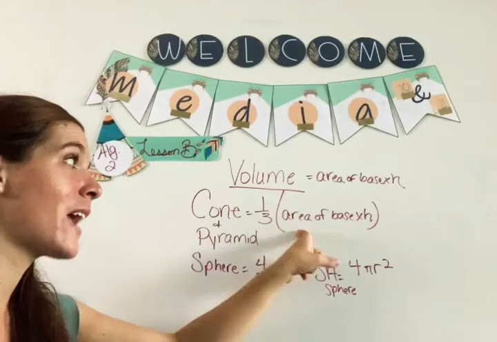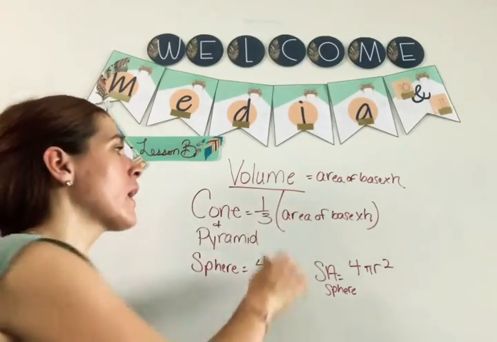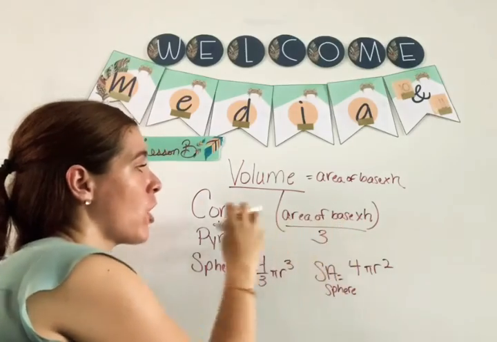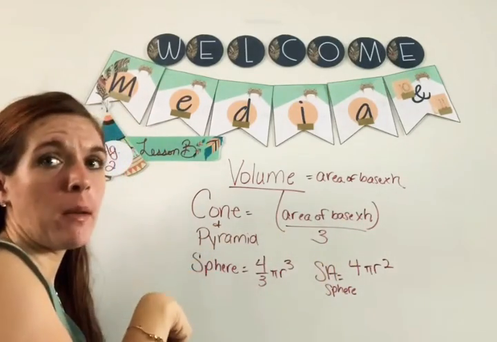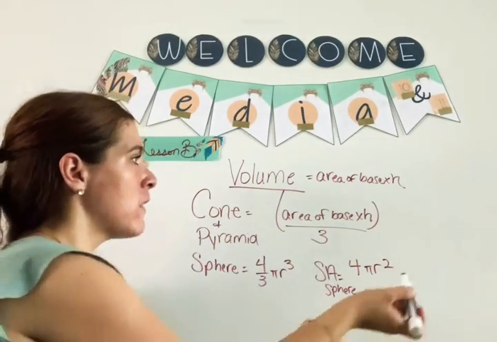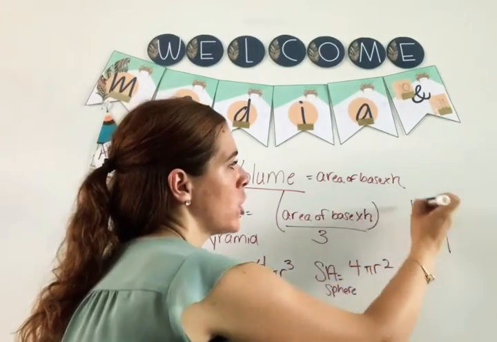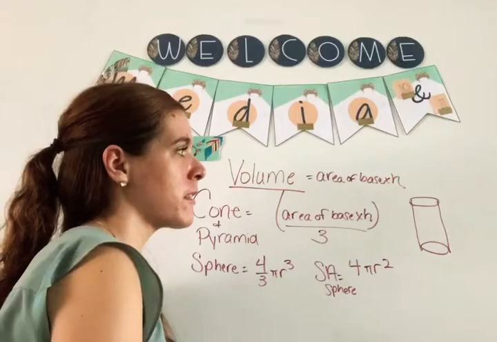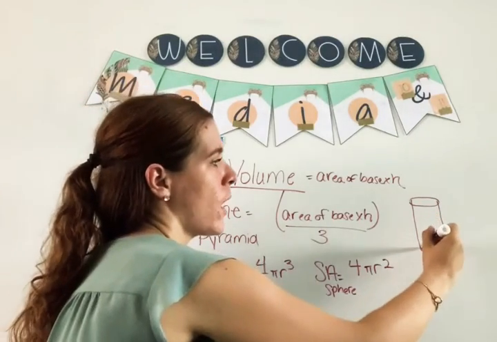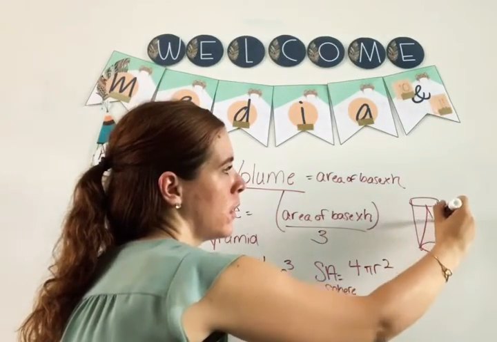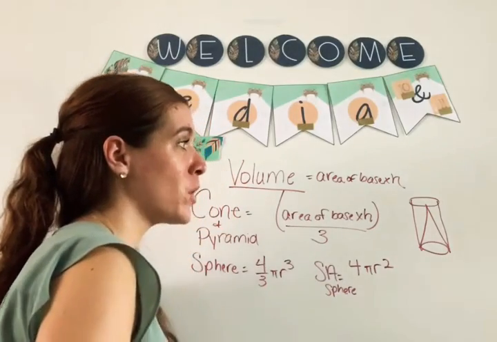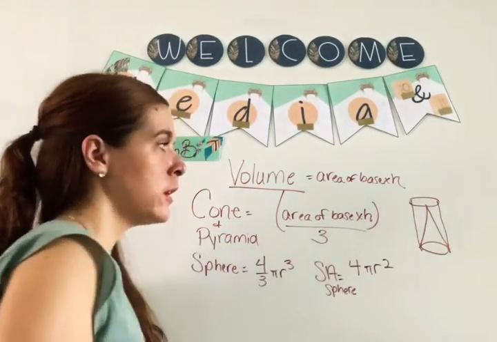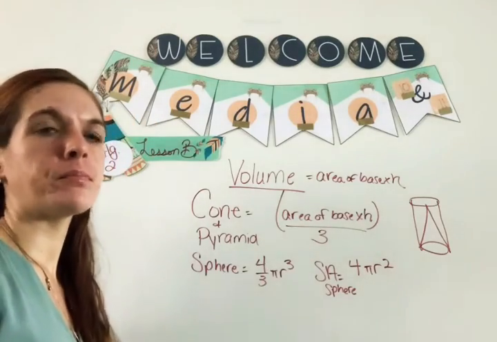So you can write this either way. You can write it 1/3 times area of the base times the height, or you can write area of the base times the height divided by 3. And either way, that's going to give you the volume of the cone and the pyramid. Okay, what I mean by that is like, look, if you want to find the volume of this thing, like a cup, okay, you're going to go area of the base times the height, right? But let's say that you have a cone. Look how the cone is like 1/3 of the cup because there's 1, 2, 3 cones. Okay, that's why you have to divide it by 3.